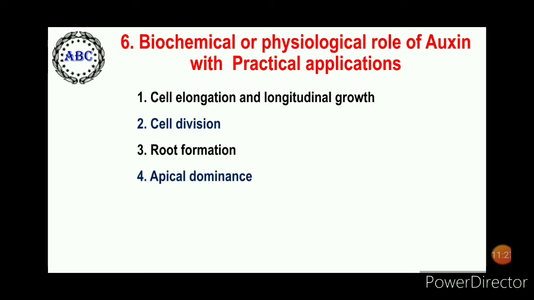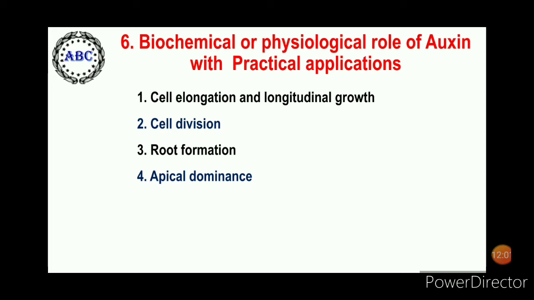The fourth biochemical role is apical dominance. In many vascular plants, intact growing apical bud always suppresses the growth of lateral buds, due to which only main stem grows and no lateral branches are produced. If the apical bud is removed, the lateral buds sprout and develop into branches. The influence of apical bud in suppressing the growth of lateral bud is termed as apical dominance.